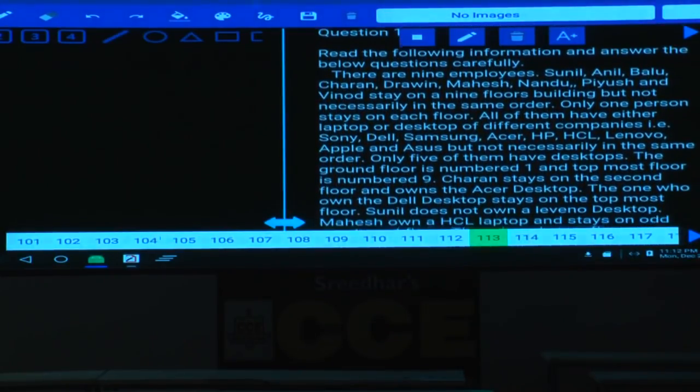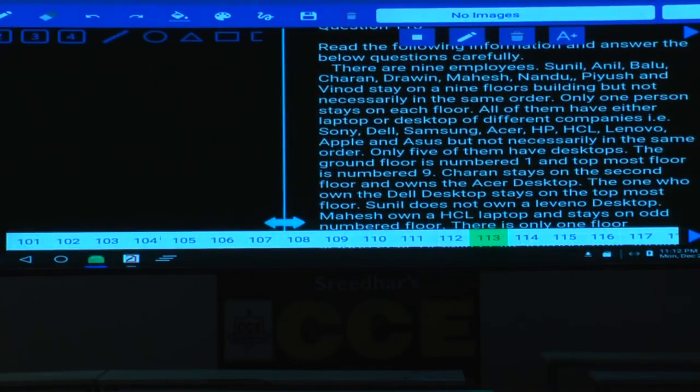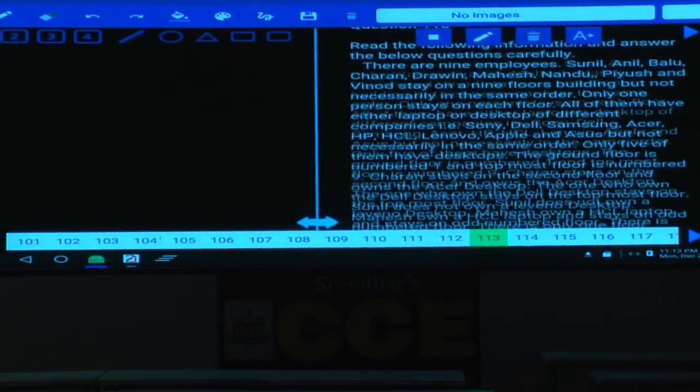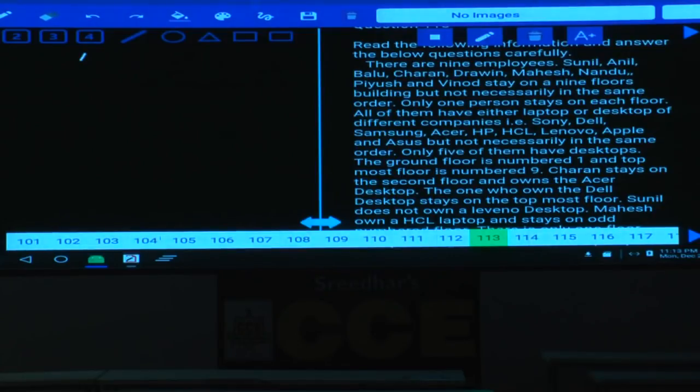Now in this there are 9 employees: Sunil, Anil, Balu, Charan, Darwin, Mahesh, Nandu, Piyush and Vinod. Now if you observe here, S, A, B, C, D, M, N, P and V, isn't it? The names of all these 9 persons start with 9 different letters. So rather than writing down the entire name, we can represent the names of these persons with the first letter. Now how many floors are there? In total we have 9 floors: 9, 8, 7, 6, 5, 4, 3, 2 and 1.